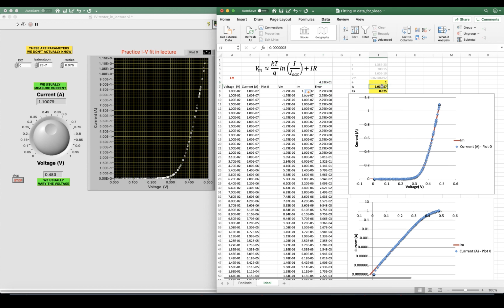So for example, if I wasn't quite there, and if I was at 1e minus 6, notice that my error is a little bit bigger than it was before. Now I'm going to go back to my fit.